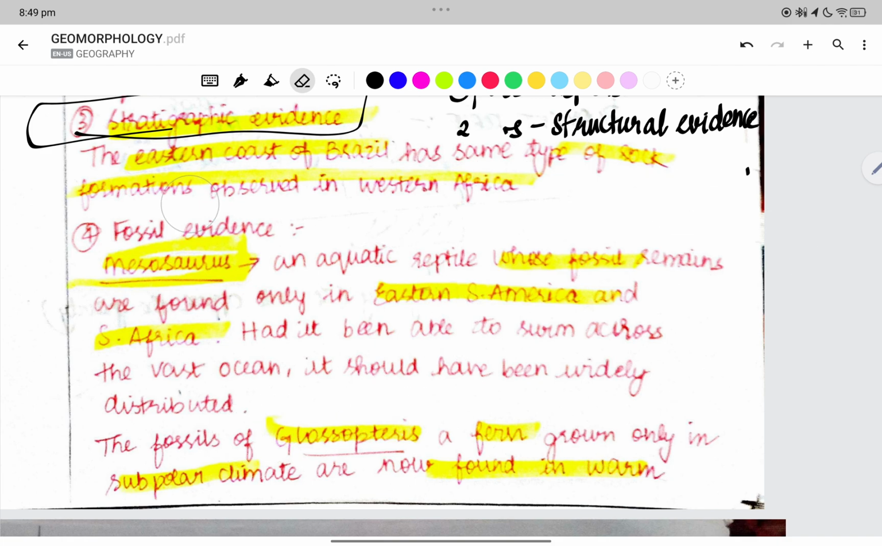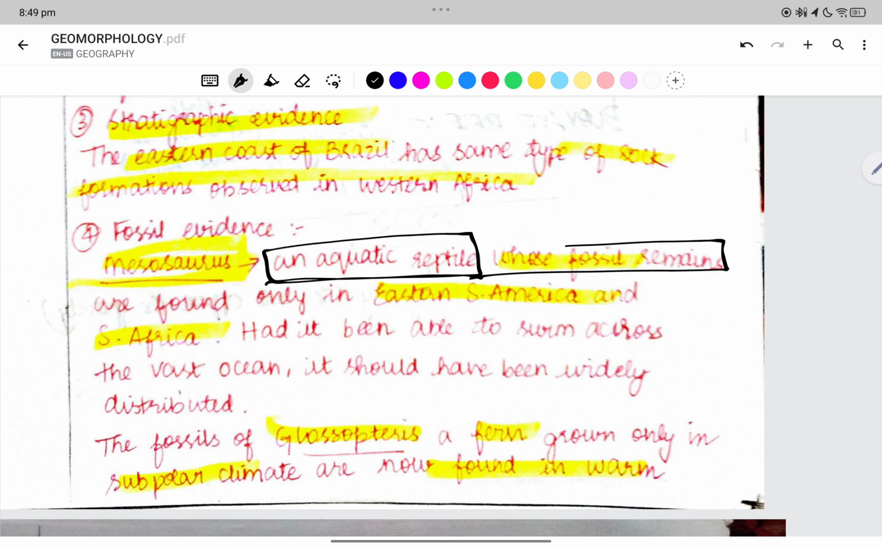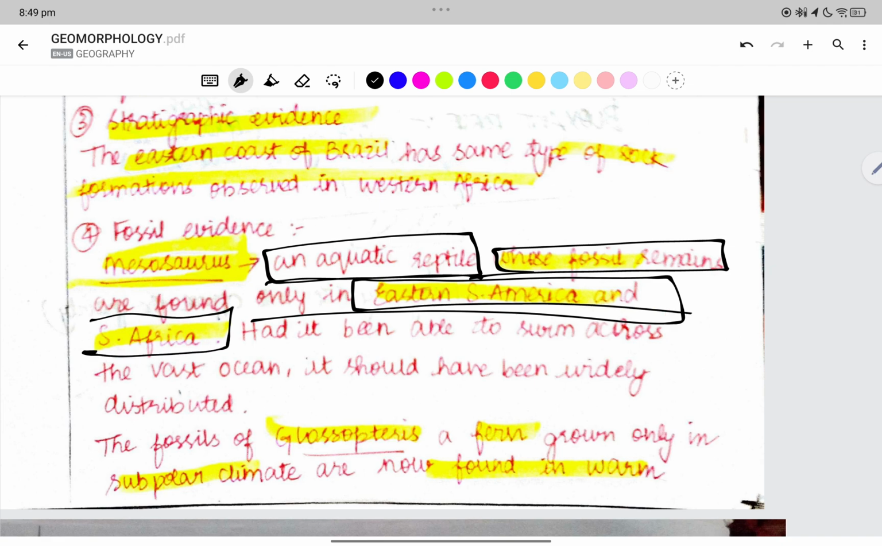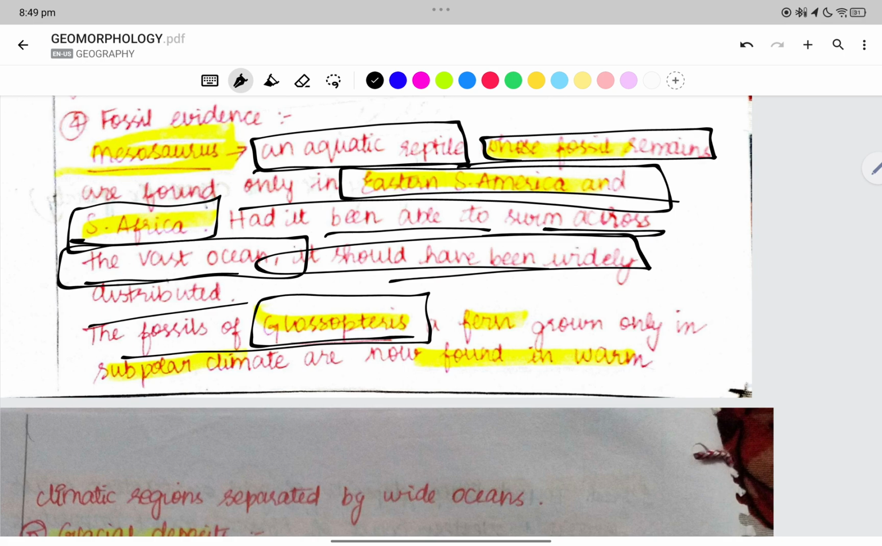So it is an aquatic reptile, and its fossils are found only in eastern South America and South Africa. Had it been able to swim across a vast ocean, it should have been widely distributed. Then we have the fossils of Glossopteris.